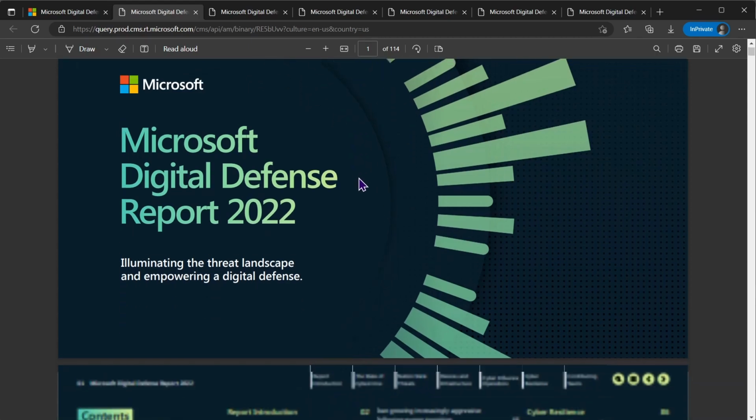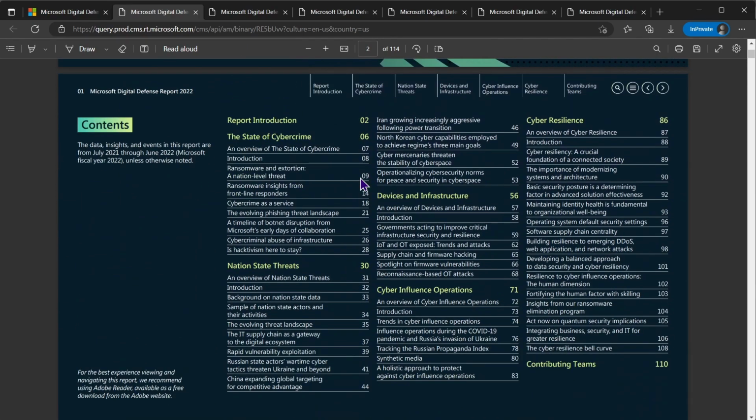Once you get access to it, you're going to see here the contents, right? More than 100 pages of in-depth look at very different domains or very different sections for cybersecurity within the timeline of July 2021 up to June 2022. So that is important to note, right? That's the specific timeline that this touches on.